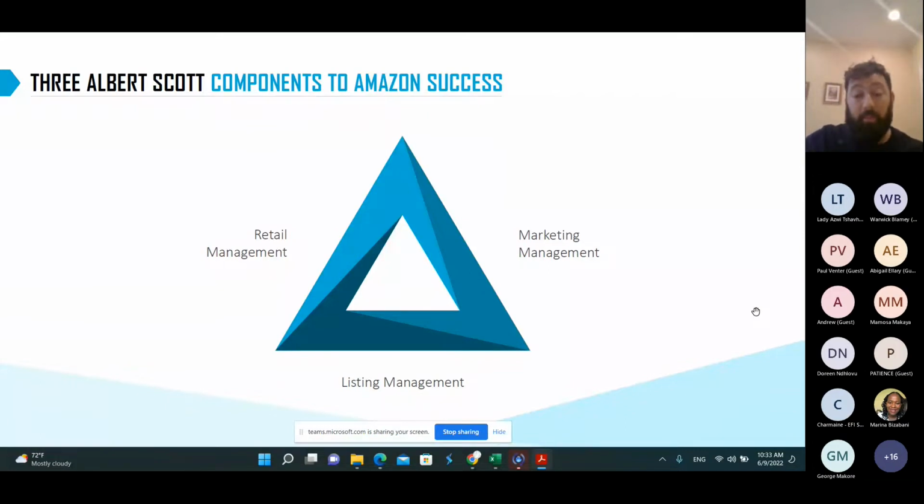So this is just a little bit more, again, we're going to stay out of the weeds, but as a top level, regardless of whether or not you use my agency, these are really the three divisions of Amazon. And if you want to understand how to perform well on Amazon, it means that you're doing well in these three divisions. What are the three divisions? You've got retail, marketing, and listings.